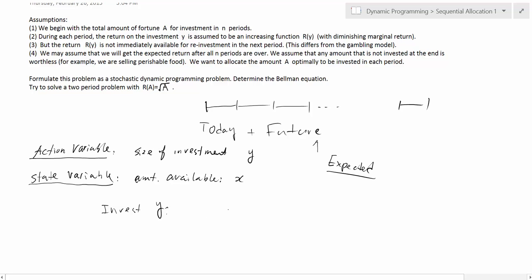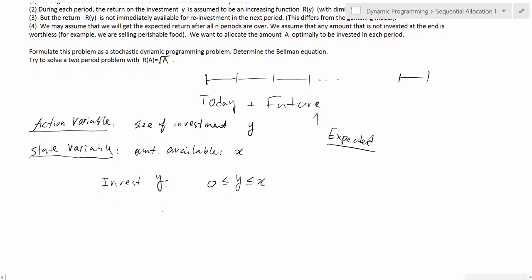So what do we have over here? Determine the range of Y. Y is between X and 0. This is 1. If we invest Y, then today's return is going to be R of Y according to our assumption. And then plus future. Expected value of future, because there is no uncertainty, so we know that for the future we have X minus Y left, and that's going to be for the future.